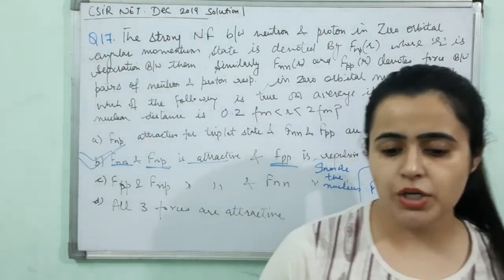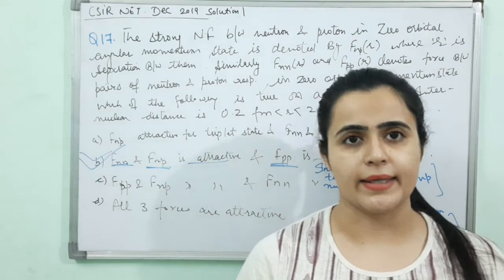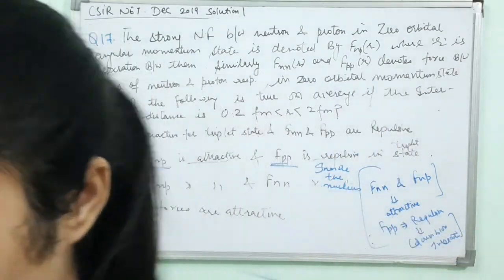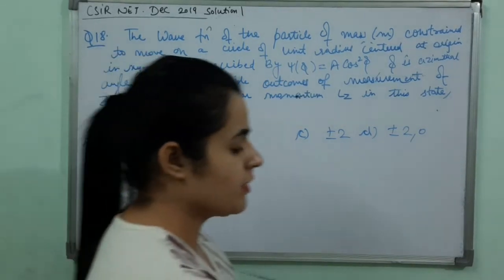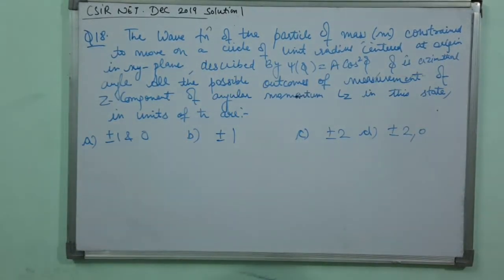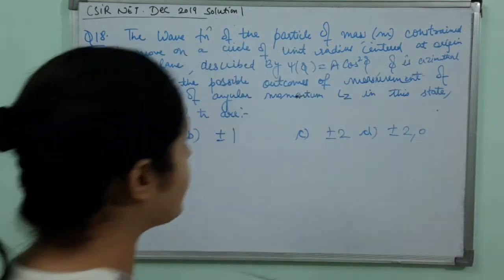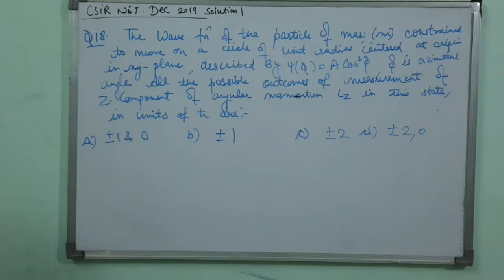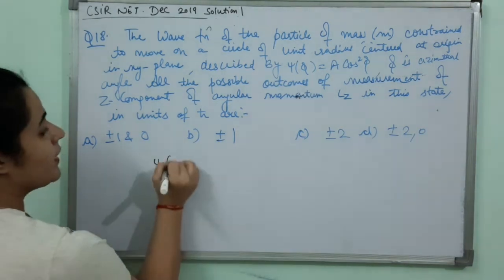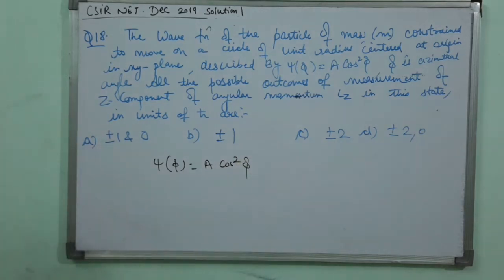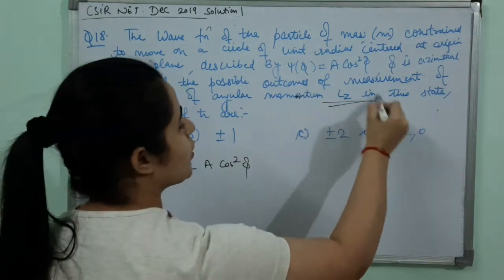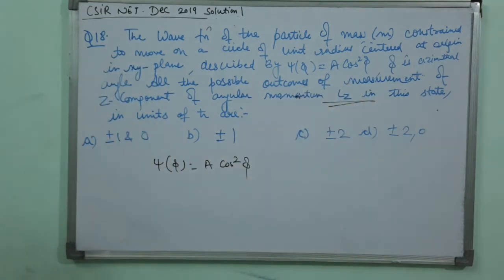Now question number 18 will be of quantum mechanics. The wave function of a particle of mass m constrained to move on a circle of unit radius centered at the origin in the xy plane is described by the wave function psi(phi) equal to A cos squared phi, where phi is the azimuthal angle. We have to calculate all possible outcomes of measurement of Lz in units of h bar.